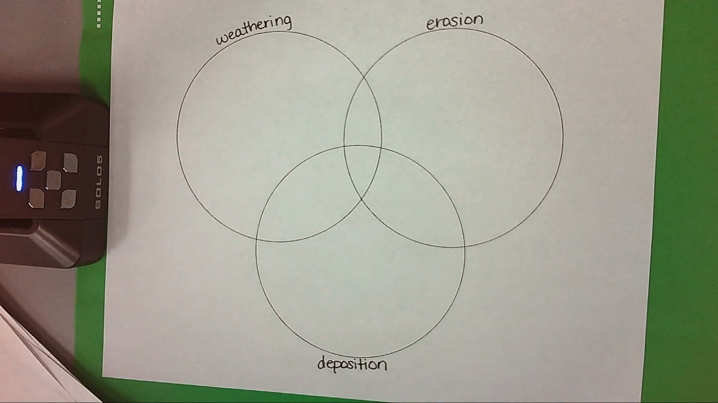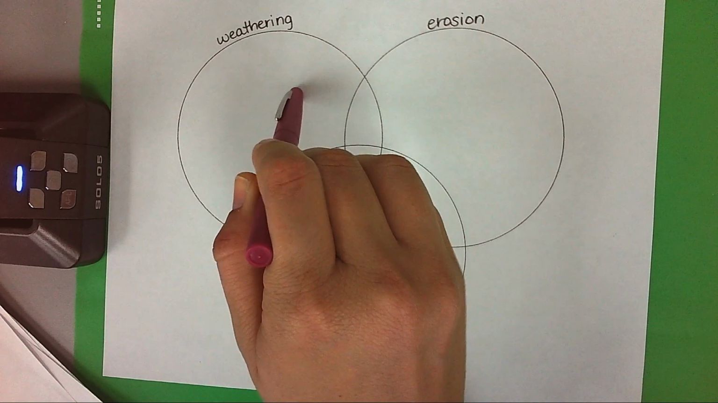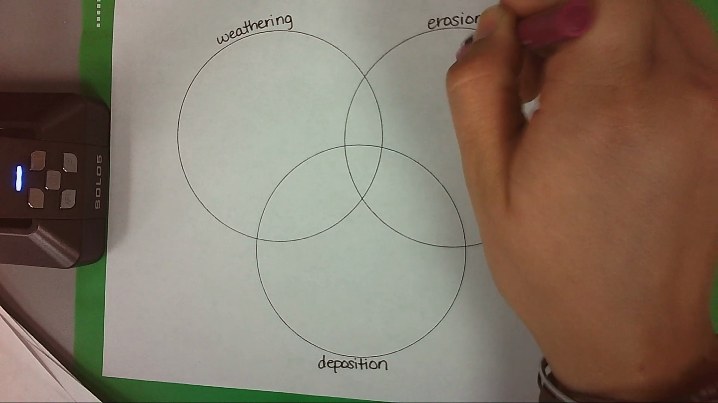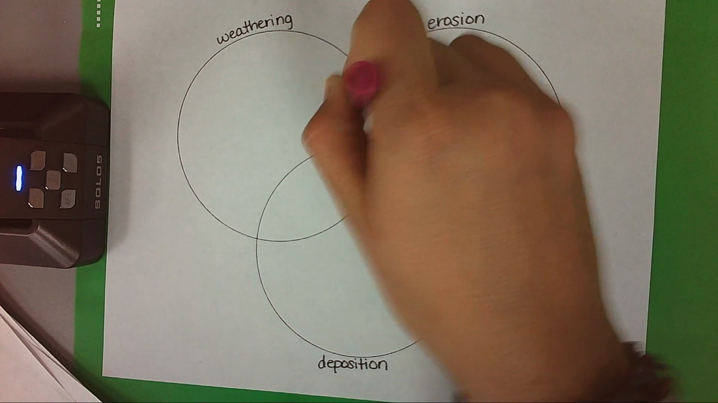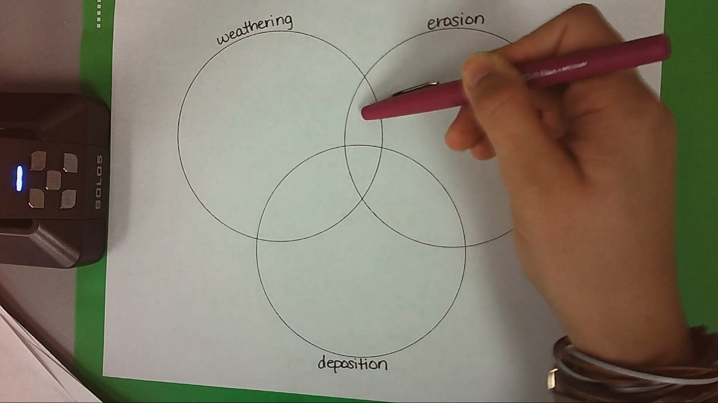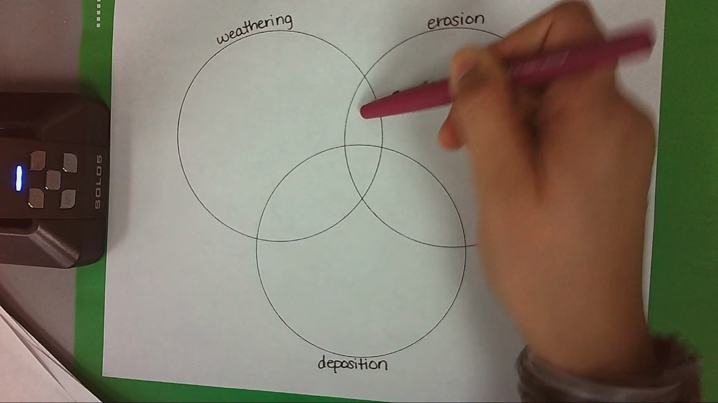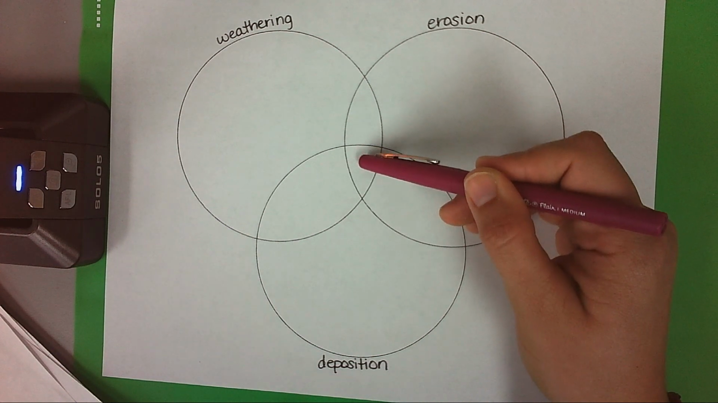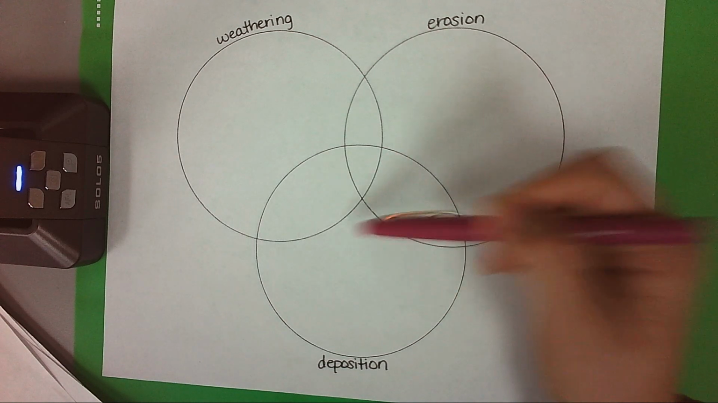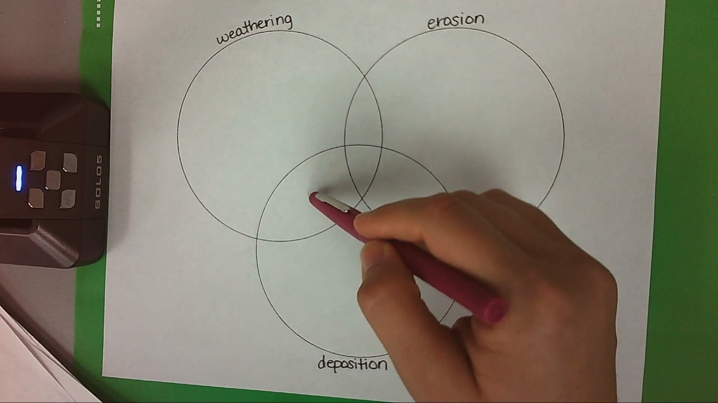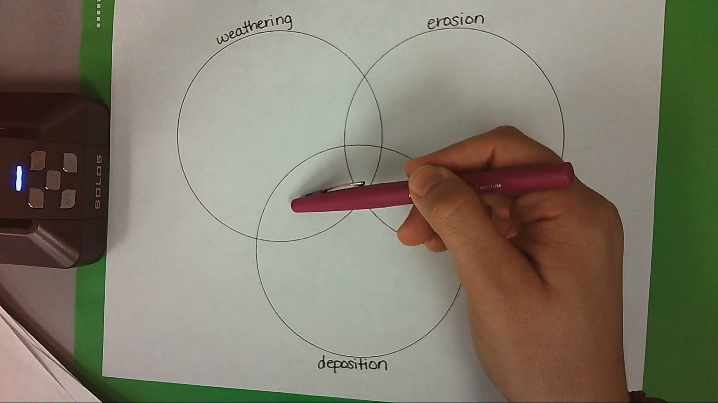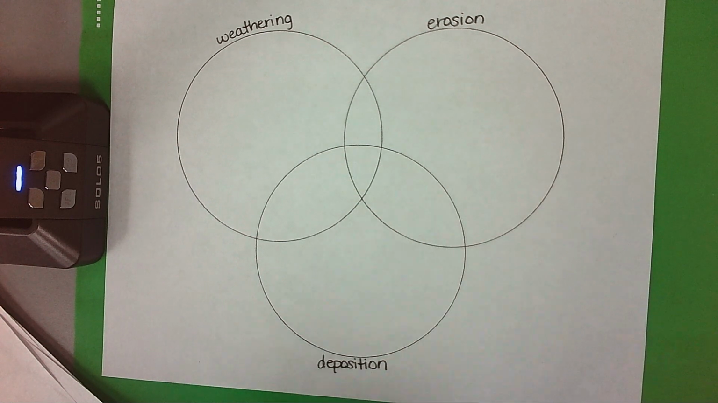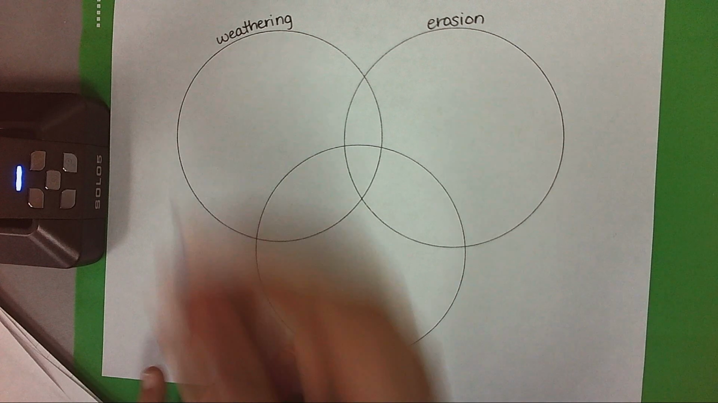We have 3 topics. In this section we're going to put everything about weathering. And in this section we're going to put what we know about erosion. Where weathering and erosion cross, right here, we're going to put how they are both similar. In this tiny spot, which I did not think about when I made this, is where we're going to put how they're all 3 in common, because all 3 of the circles overlap. Here, we're going to put how weathering and deposition are similar. What do they have in common? And then in this section, what do they have in common? Erosion and deposition, okay? Alright, so let's start with weathering.